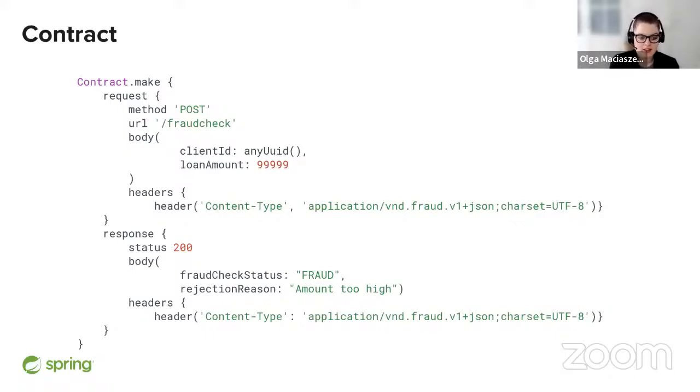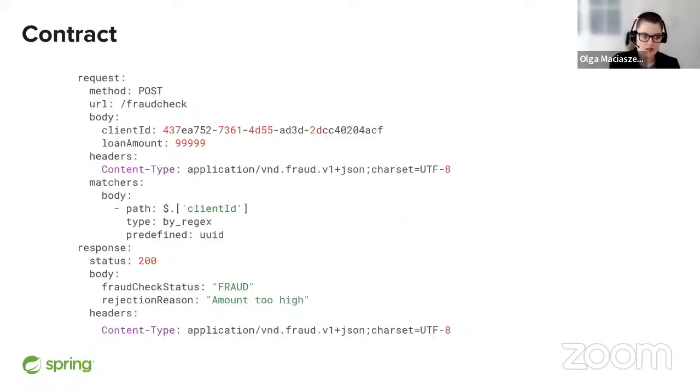And in this case, we are codifying that. In the response, we will still get status 200, because that's how we want it. We could want a status 500, for example. And then we want to receive a body, and in that body, we want to receive the fraud check status field set to fraud and the rejection reason set to amount too high. For both sides, we can also add headers. And this is the simplest way to write this contract.